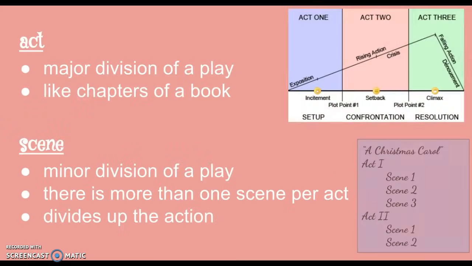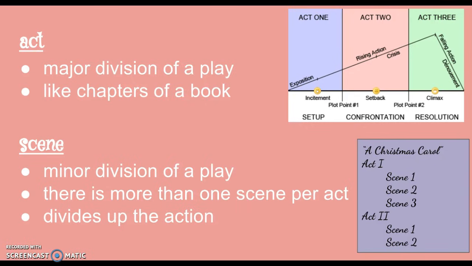So first we have acts and scenes. An act is a major division of a play. You can think of it like chapters of a book. It's how the play is divided up. So if you look at this image over here, you can see that this example has Act 1, Act 2, Act 3, and it has kind of a plot diagram, just like any sort of literary piece.